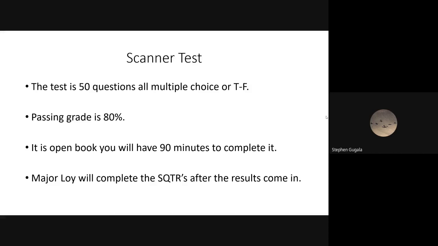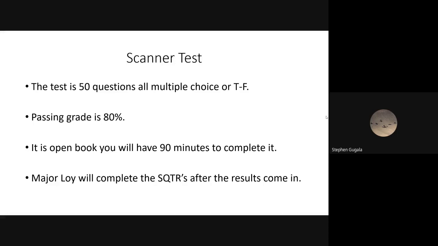The slide up here now, Lieutenant Cittadino has put up just some information on the scanner test that will be next Wednesday. It's a 50-question test, all multiple choice or true false. It'll be coming in the form of a Google Sheets. Passing grade is 80%. It's an open book test. Once again, it's an open book test.